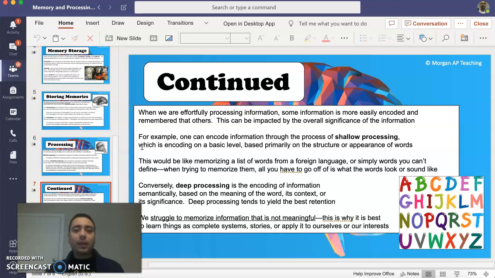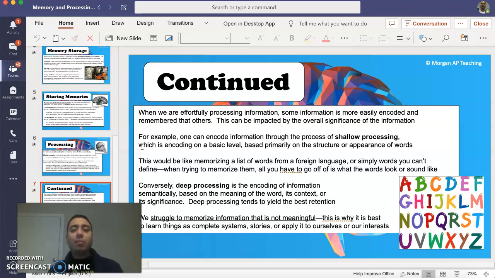Now, when we encode information through shallow processing, which is encoding on a very basic level, based primarily on the structure and appearance of words, it can be very easy to forget that information. So if you got out of your car and you were walking down the street and you noticed that there was a really nice restaurant, but you didn't pay attention to the name of the restaurant, then chances are you're not going to remember. You shallowly processed the restaurant.